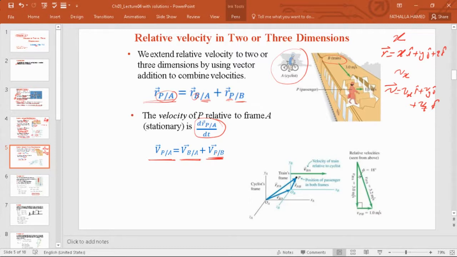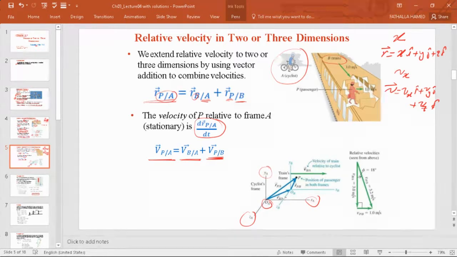So if we go back and we want to look at our frame, so for the cyclist, well, you have 3 axes here. You have the X, you have the Y, you have the Z, and that's the origin of the frame.